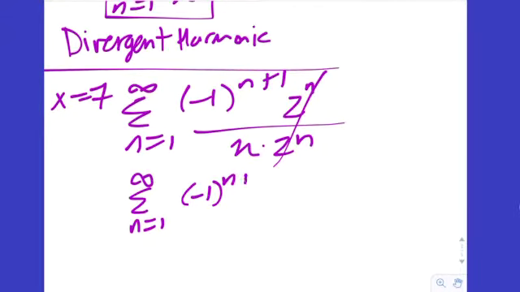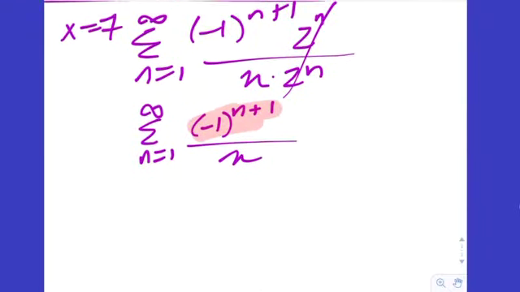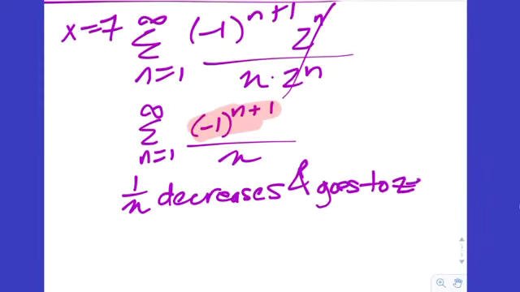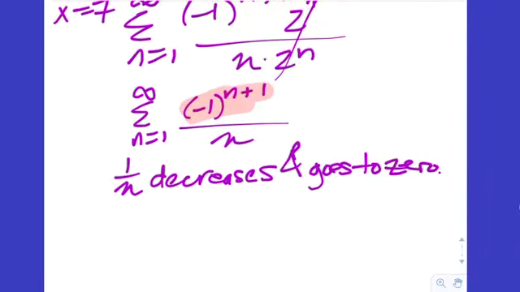So we are still left with the alternator, -1 to the n plus 1 over n, which then means now it is in fact an alternating series, right? And so remember, for the alternating series, all we have to do is look at 1 over n. What's left? 1 over n decreases and goes to 0. That's all you need to show, those two things, or say those two things. So this one converges. It's your conditionally convergent alternating series.